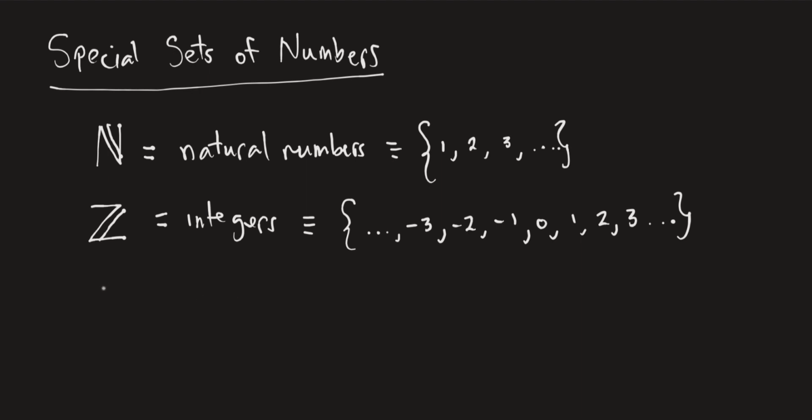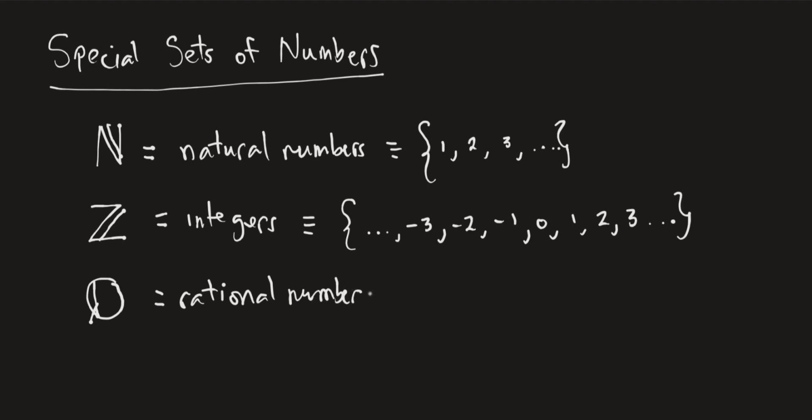The next set is denoted by a Q. Sometimes the Q has an extra line there. And the Q actually stands for quotient, and some math courses refer to them as quotients, but we're going to refer to these as rational numbers.